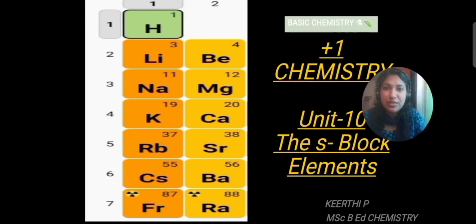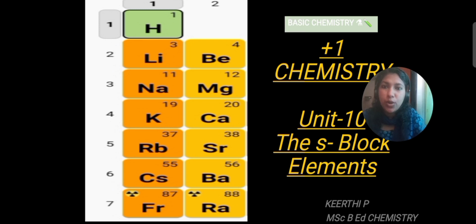Welcome to Basic Chemistry. Today I am discussing Plus 1 Chemistry, Unit 10, the S block elements. These elements are hydrogen, lithium, sodium, potassium, rubidium, cesium and francium, beryllium, magnesium, calcium, strontium, barium and radium. These elements are known as S block elements.